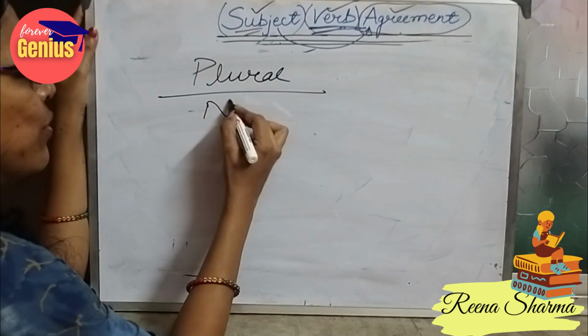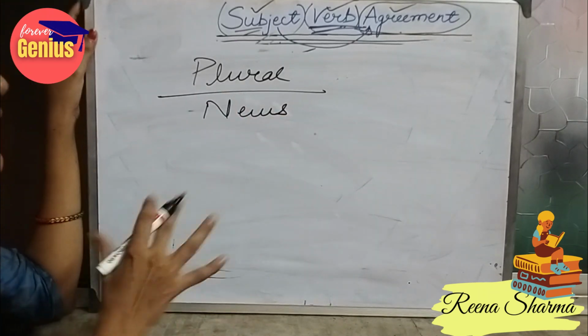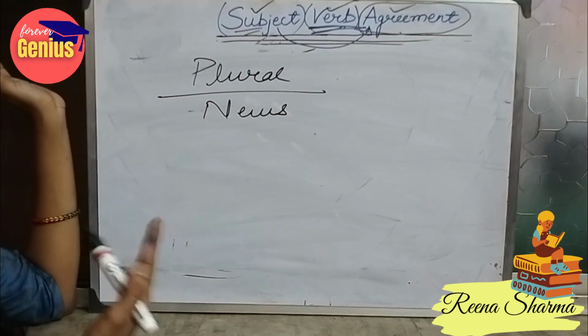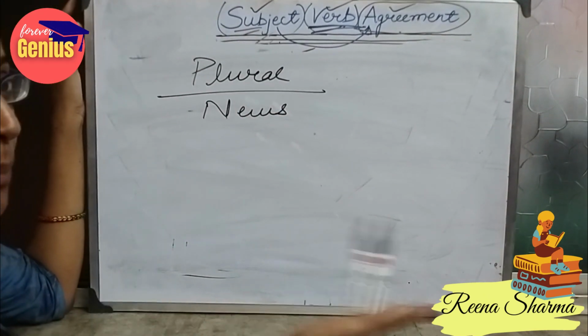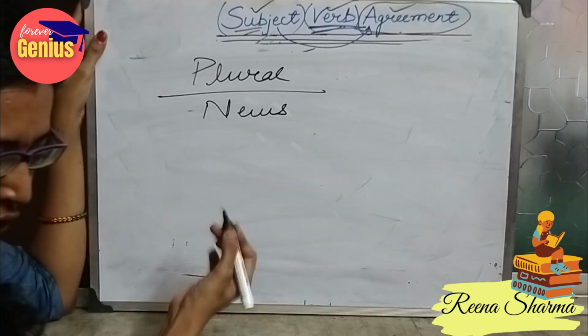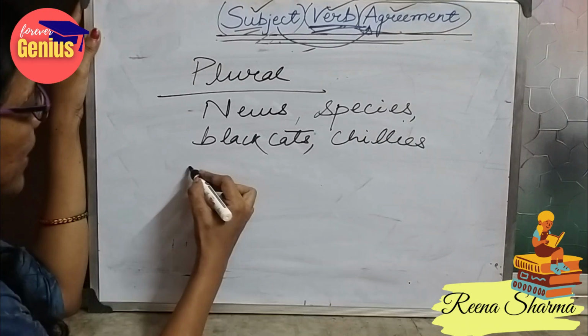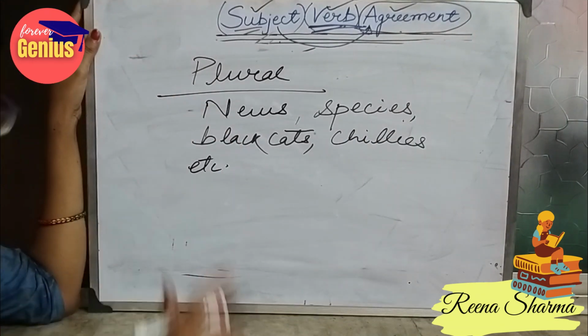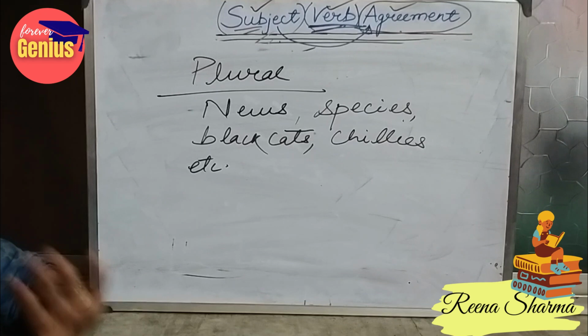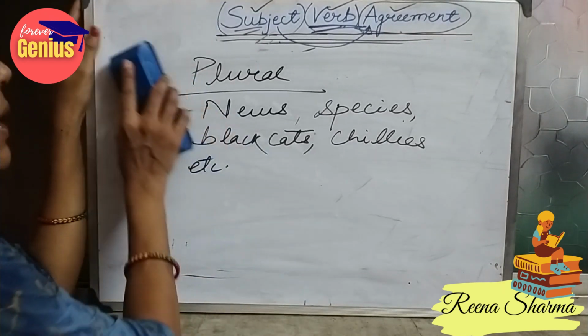They are news. I will never write news are. We will always use news is being telecast. So news, species, black cats, chilies, etc. These will be used with the singular form of verb. We will never use plural form of verbs with them.